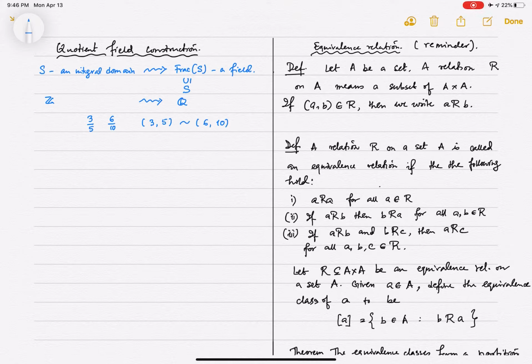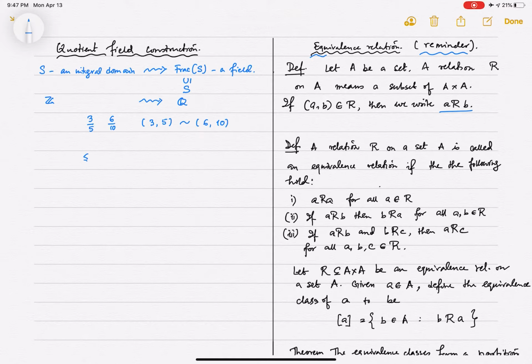And the tool that mathematicians use to make this sort of identification is an equivalence relation. We have seen this before, so I have a reminder of equivalence relations. Let's go through that quickly. If A is a set, a relation R on A means a subset of A cross A. If (a, b) is in R, we write a R b, and we read this as saying that a is related to b via this relation R.